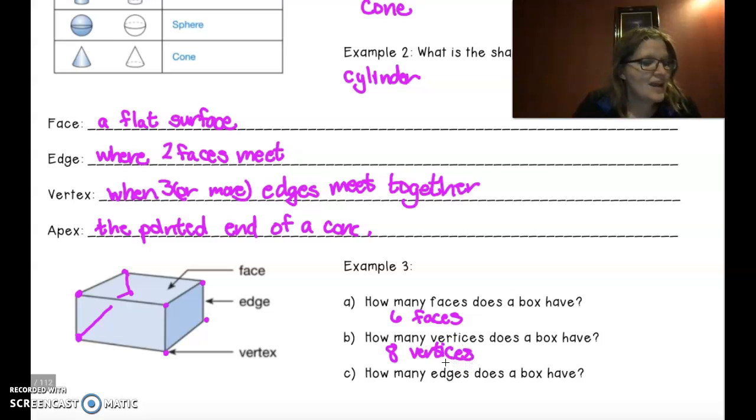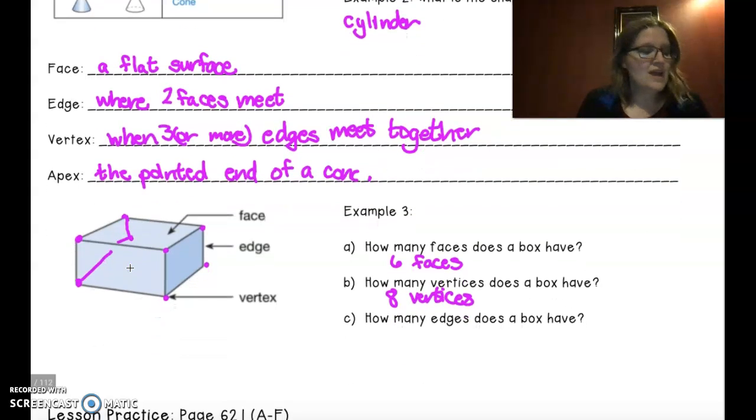And then we need to count how many edges this box has. 1, 2, 3, 4, and we have 4 on the bottom, and then so we have 8, and then 9, 10, 11, and then this one right here that you can't see. So 12 edges, I believe. Let's try it again. 1, 2, 3, 4, 5, 6, 7, 8, 9, 10, 11, 12. So 12 edges.